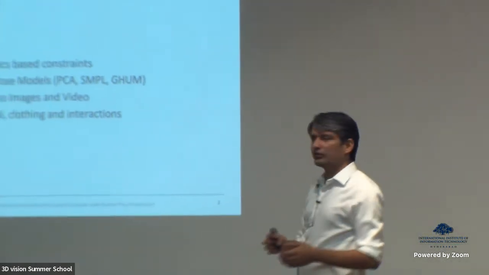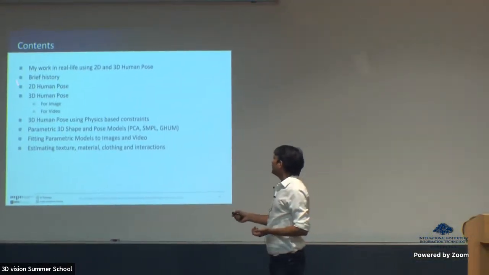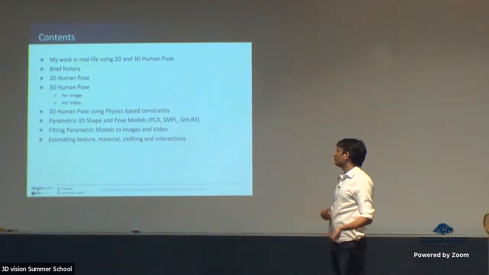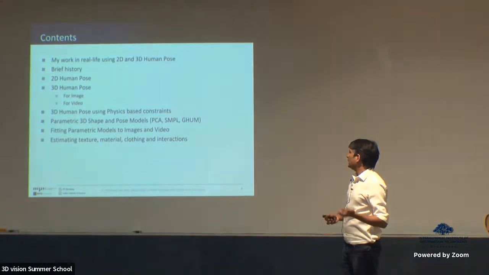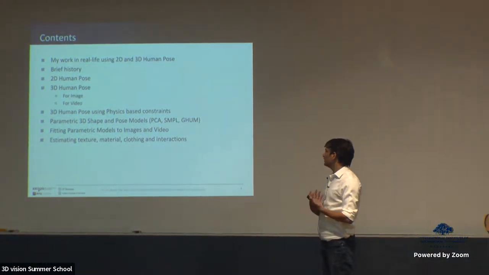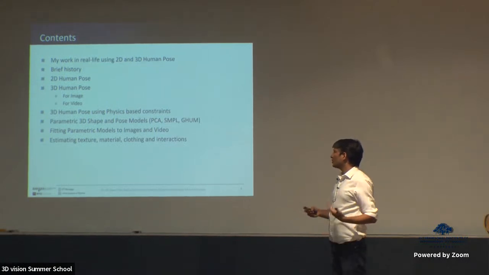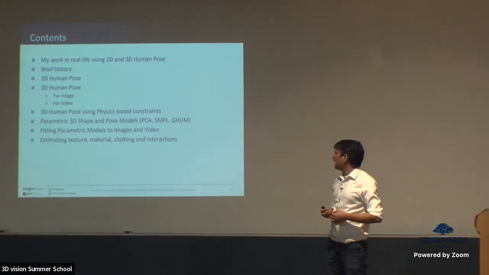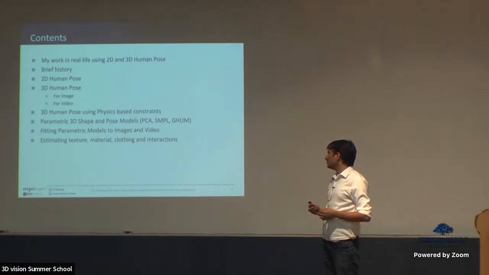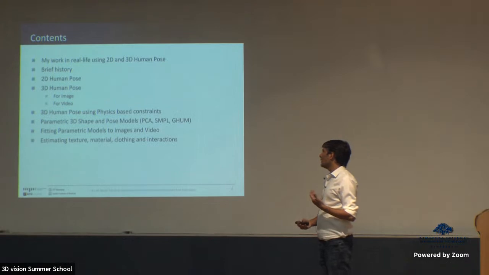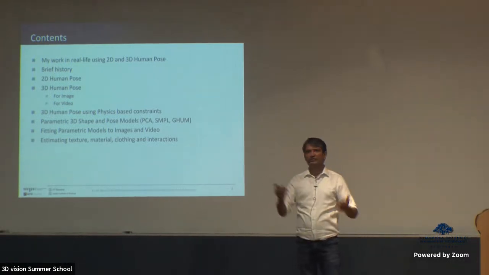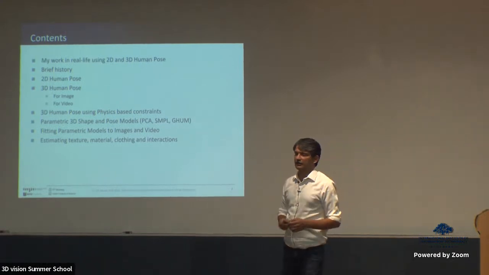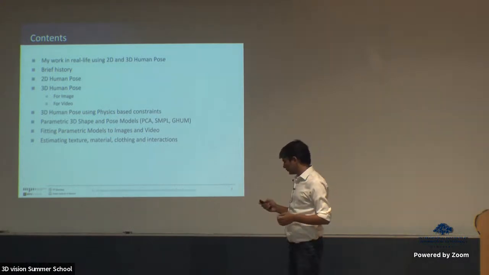I would then want to show you a history of how things have been evolving. We would go from 2D to 3D, both for image and video. We would then talk about one of my works where we do 3D human pose using physics-based constraints. We then talk about parametric 3D shape models such as PCA, SMPL, and GHUM. Then fitting these parametric models to images and video, estimating texture, material, loose clothing and interactions. And of course, Avinash here is a world expert who has been doing a lot of work on non-parametric models. So I'm not going to touch upon that too much, and you can always check with him on those things.